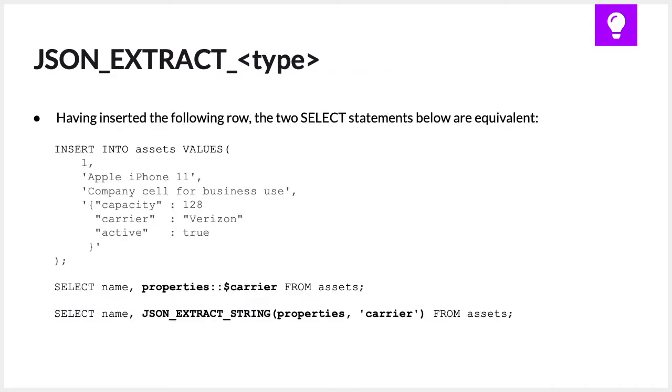Here's an example of interchanging the JSON_EXTRACT function with the double colon operator. Given the following inserted data, the two select statements below are identical. As you can see in the JSON_EXTRACT function below, the first argument provided is the column name of properties, and the following argument is the key path to the desired value.